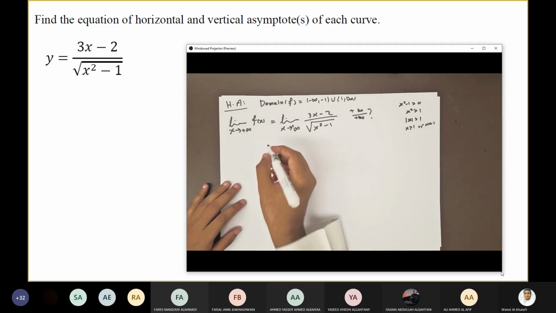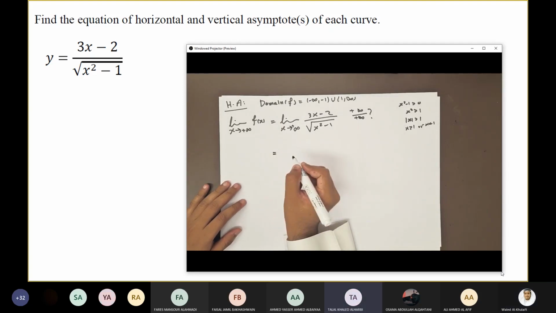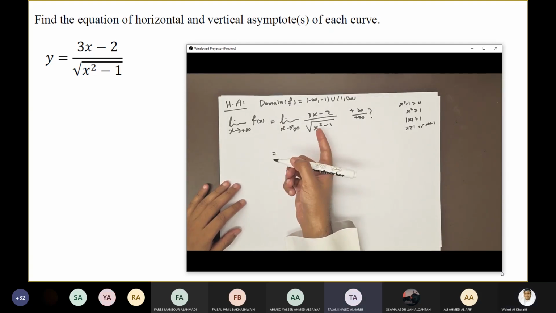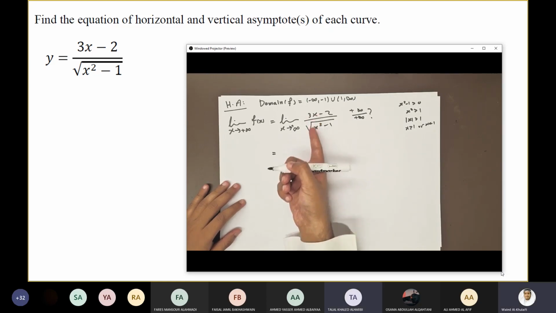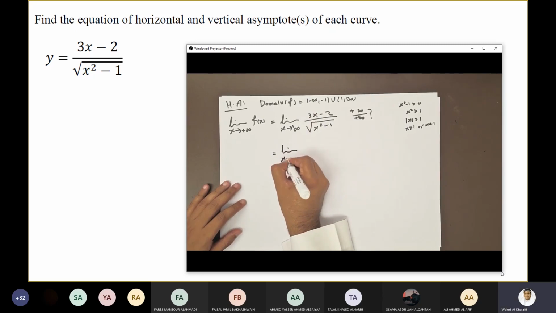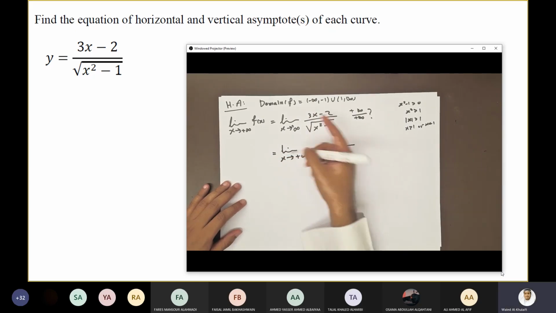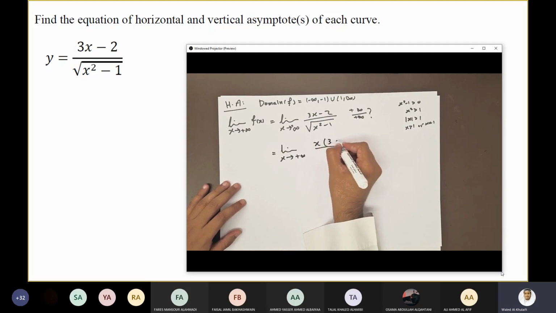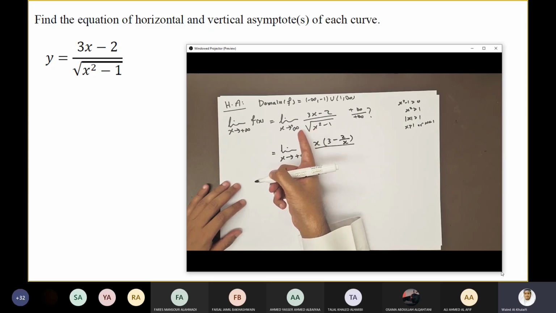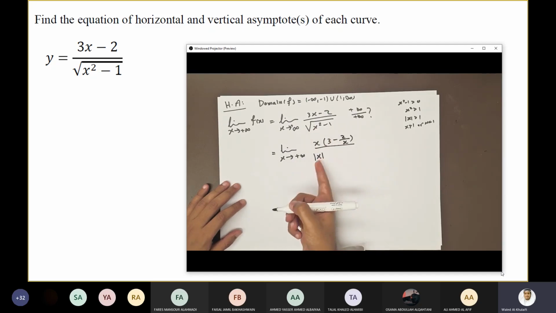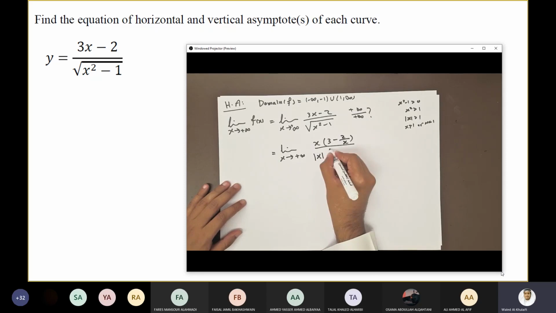Yes, Talal. I want to take x squared out of the square root, so I'll take a common factor and check if it is positive or negative infinity. Exactly, very good, Talal. So I will take common factors. I take common factor x from the numerator, so you're left with 3 minus 2 over x. In the denominator I take x squared as a common factor. When you take it out, remember, it should be the absolute value of x times the square root of 1 minus 1 over x squared.